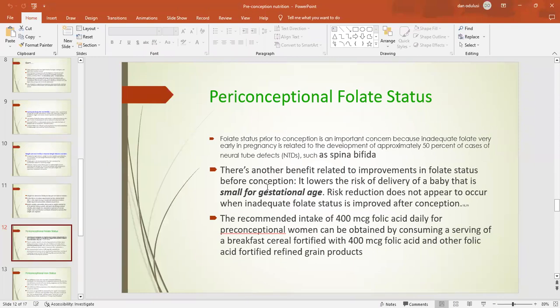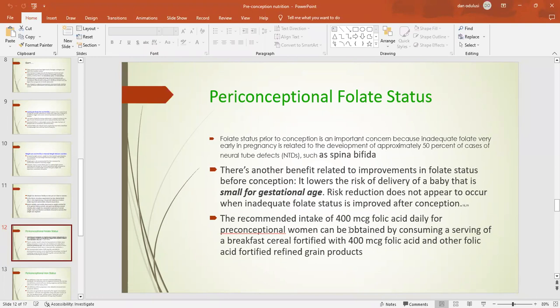folate, which will also come under our recommendations, is much more effective or much more useful when it is consumed or taken before conception to reduce the risk of development of neural tube defects, and it has very little risk reduction occurring if the start of consumption of folate occurs after pregnancy, in later weeks of the gestational period.